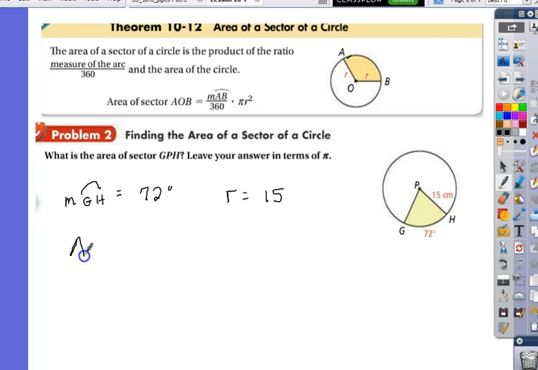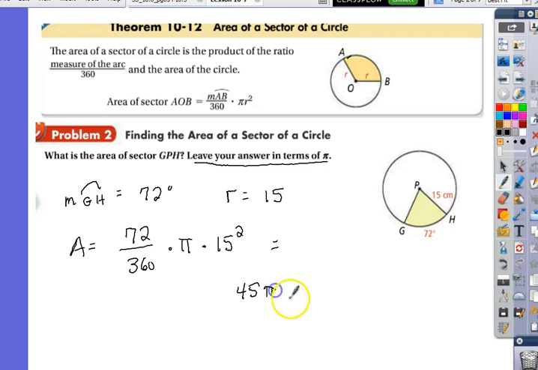So the formula is area is equal to, in this case, 72 over 360 times pi times 15 squared. Since it's asking me to leave my answer in terms of pi, I'm going to put all of the numbers in the calculator, and I usually save division until last, and then I'm going to stack a pi on the end. So that means 72 times 15 squared divided by 360. And I get 45. And then I'm going to slap a pi on the end.